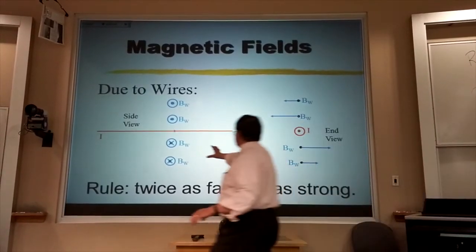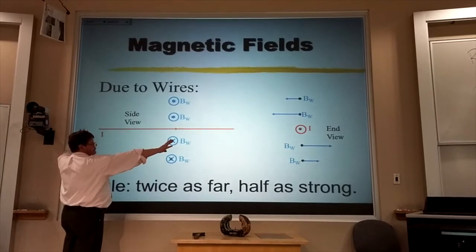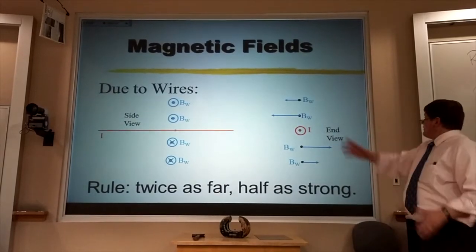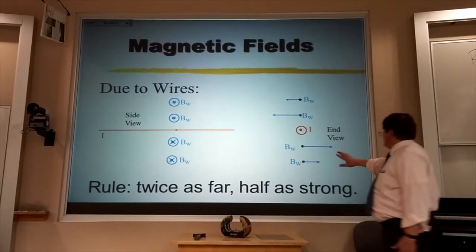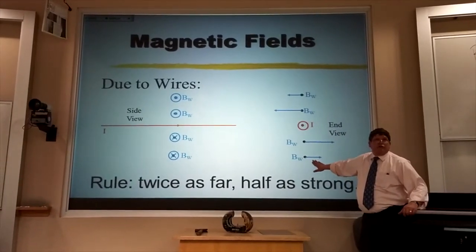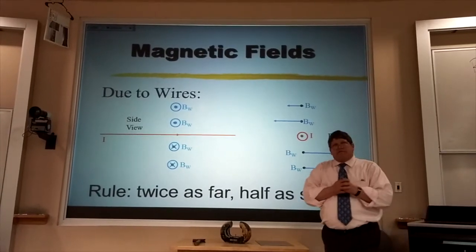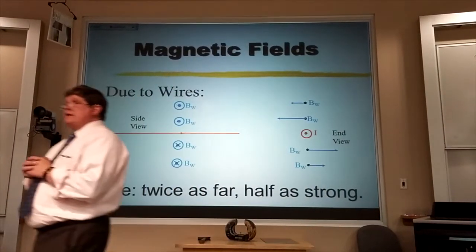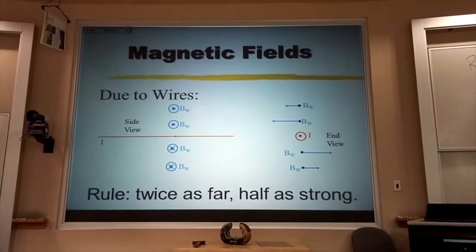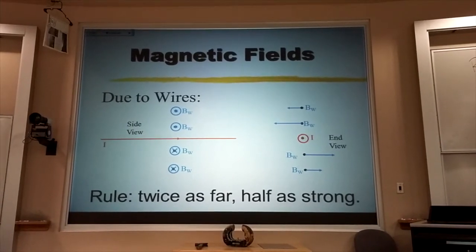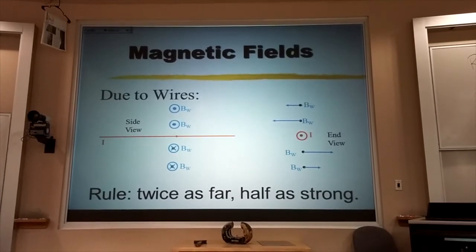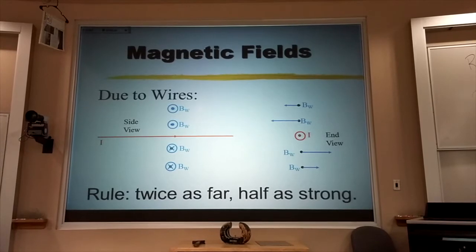Okay? Now, last day, we saw these pictures here. This was the field due to a long straight wire from a side view. And this is from the end view where the current is coming towards you. Now, this is the more useful view because you can see that even though the direction is the same here and here, the magnitude is not. We can't really derive this without a little bit of calculus. I don't want to go there. But the result is that twice as far from a wire is half as strong. In this class, you're going to use that once. And it's going to be on your tutorial homework on the back page, last question. That's where you'll use this particular idea.